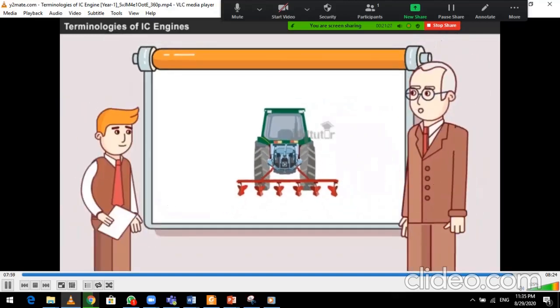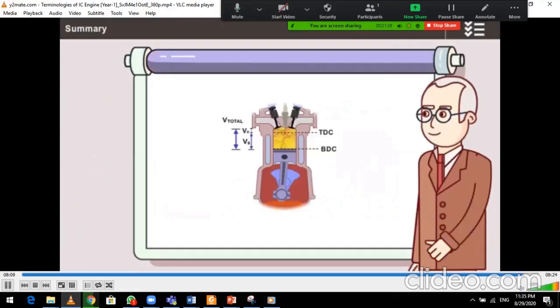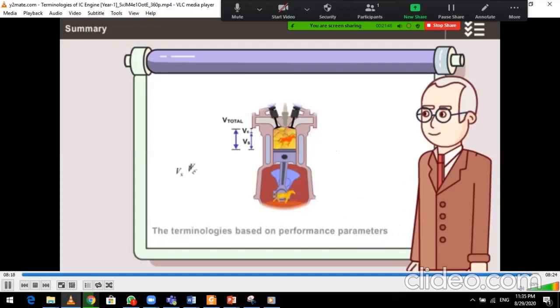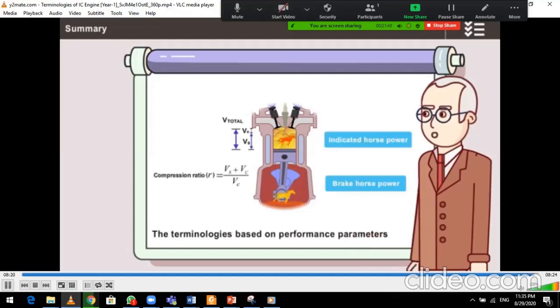I hope you have understood the working of an IC engine, Sam. Yes, sir. Now I understand the working of the IC engine better. Good. Summary. In this lesson, you have learned about the terminologies based on constructional and working features of IC engines, and the terminologies based on performance parameters of IC engines.